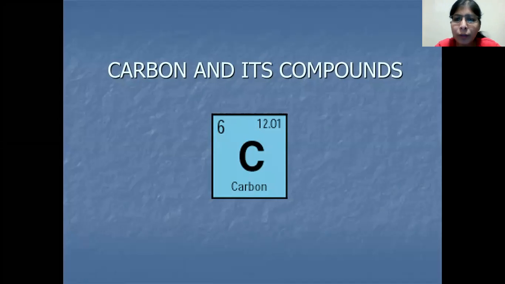Dear students, today we are going to discuss a very important chapter of chemistry, that is carbon and its compounds. What is carbon basically? Carbon is present in the periodic table with the atomic number 6 and the mass number 12. Why do we study carbon? Because carbon has some unique features, some unique properties. That's why we are studying this, and its compounds.